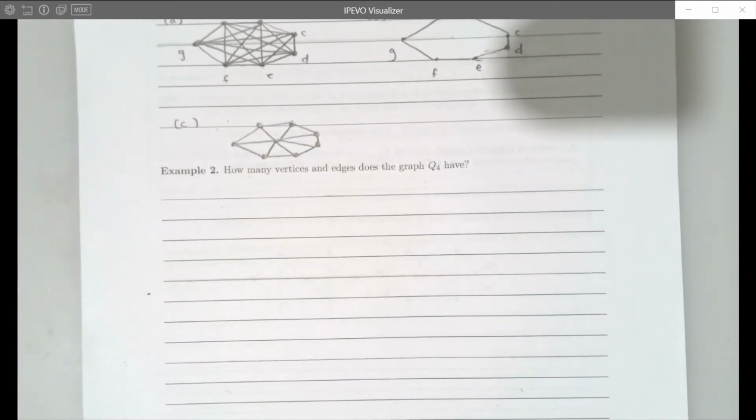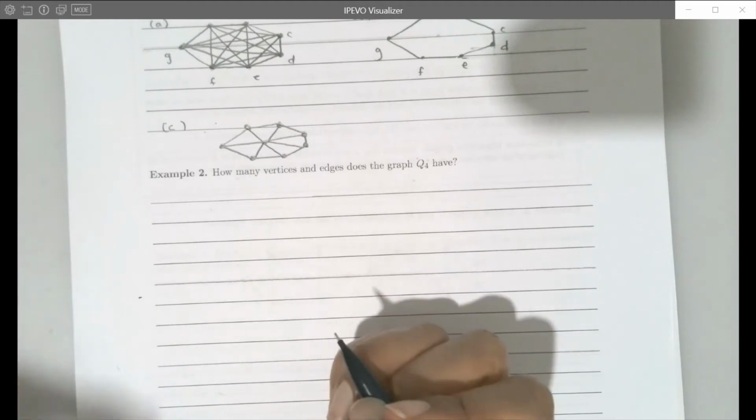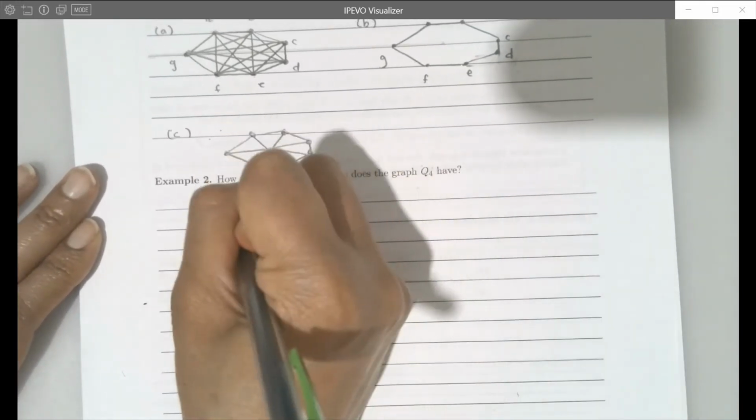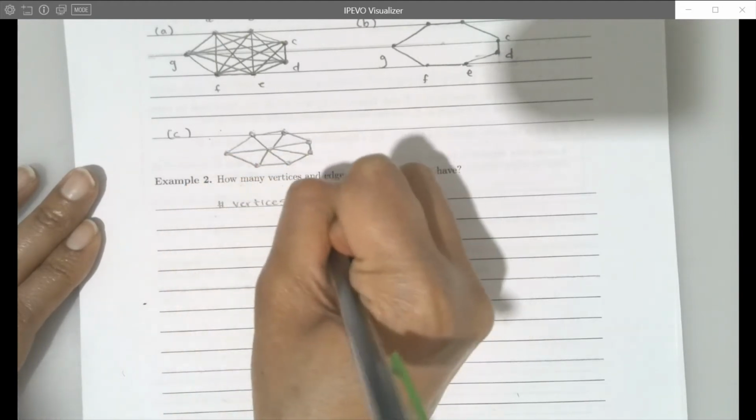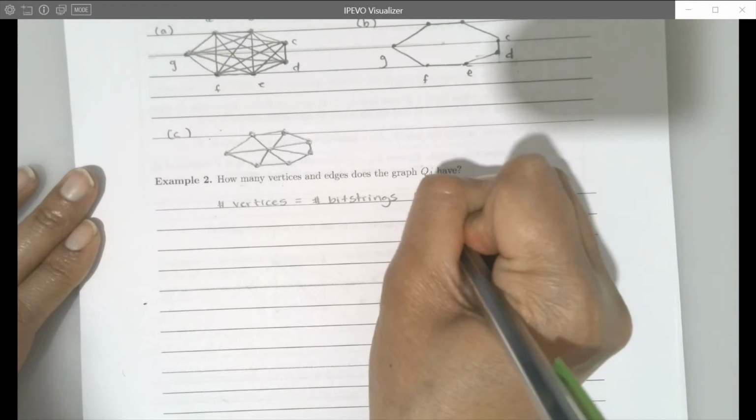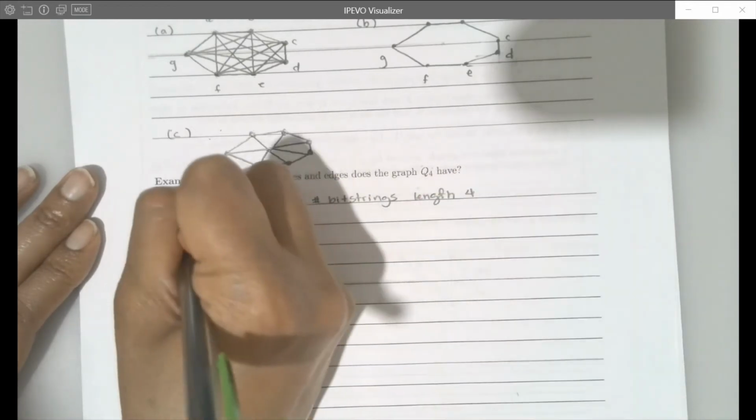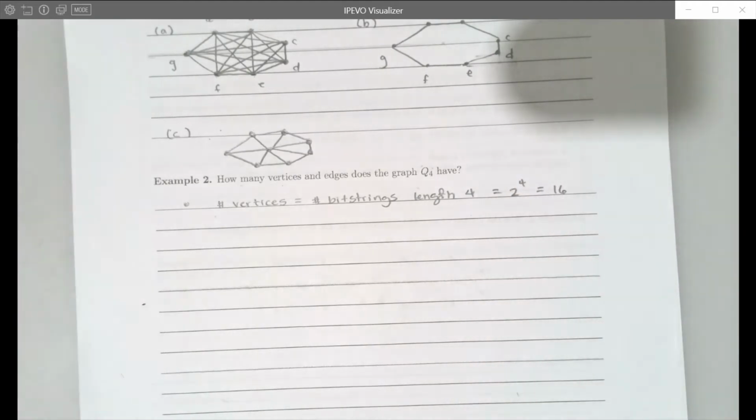Example number 2 is asking how many vertices and edges does the graph Q4 have? So Q4 is the 4-cube, which means that we're considering bit strings of length 4. Okay, so the number of vertices is going to be the same as the number of bit strings of length 4. So let's just go ahead and write that. So number of vertices is equal to number of bit strings of length 4. And that's going to be 2 to the 4th, which is 16. We have 16 nodes.